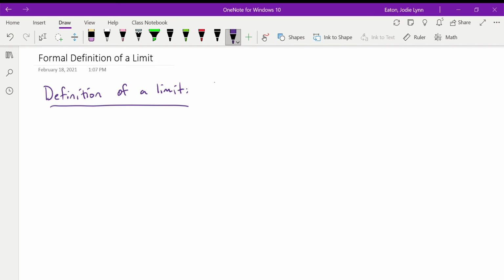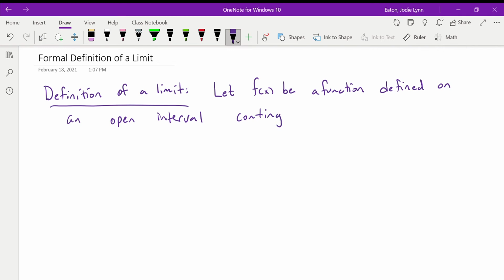Okay, so let f of x be a function defined on an open interval containing the point C, except possibly at C. So the value of the function doesn't necessarily have to be defined at that point. But it needs to be defined on the rest of some open interval containing C.